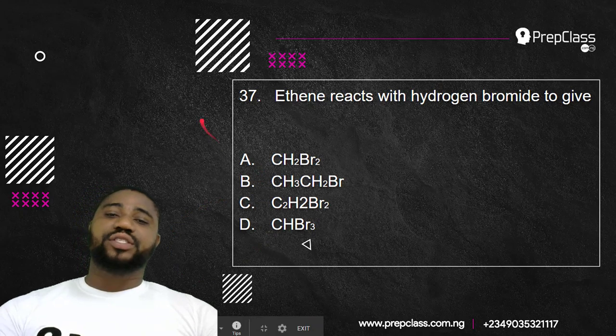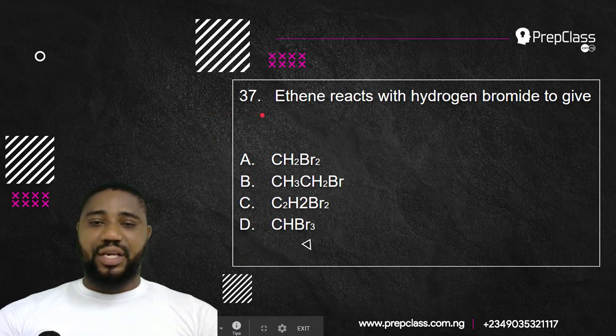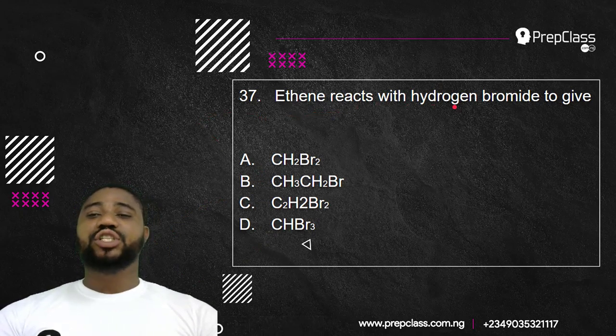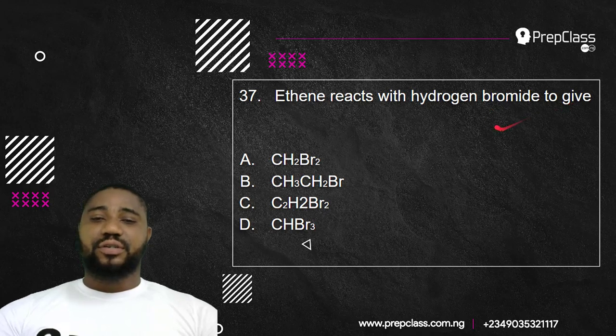Question number 37. Ethene reacts with hydrogen bromide to give: A is CH2Br2, B is CH3CH2Br, C is C2H2Br2, and D is CHBr3.